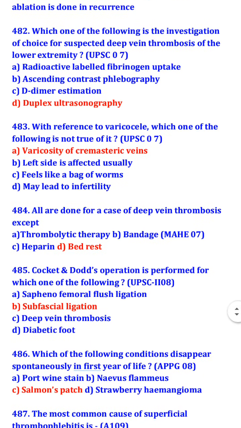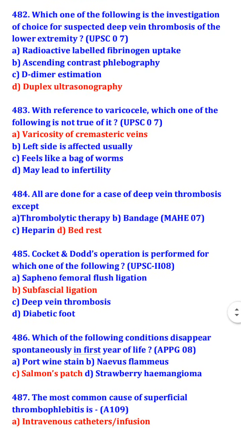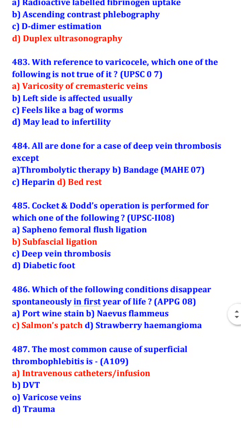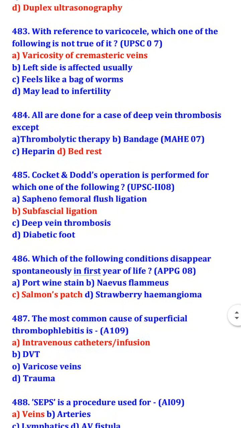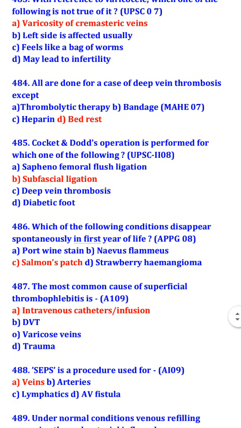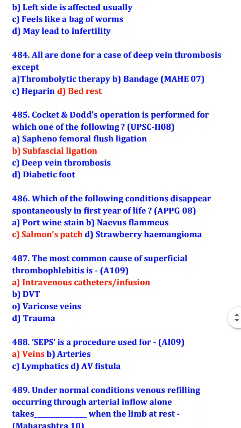All are done for a case of deep vein thrombosis except bed rest. So what is done in DVT? Thrombolytic therapy, bandage, and heparin. Cockett and Dodd operation is performed in which of the following? Subfascial ligation. Which of the following conditions disappear spontaneously in first year of life?